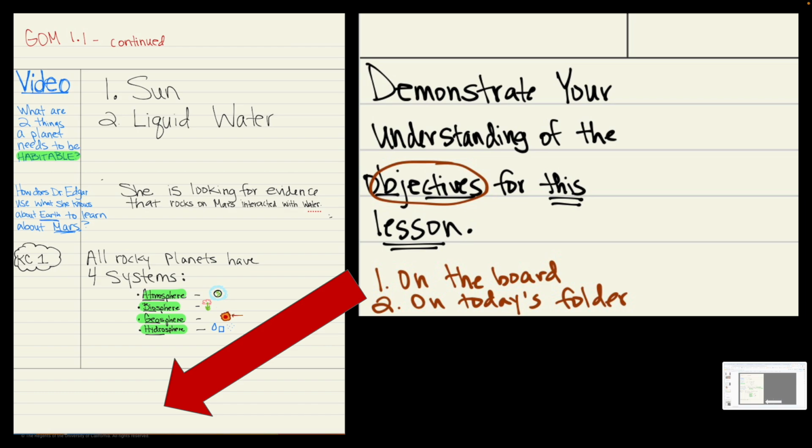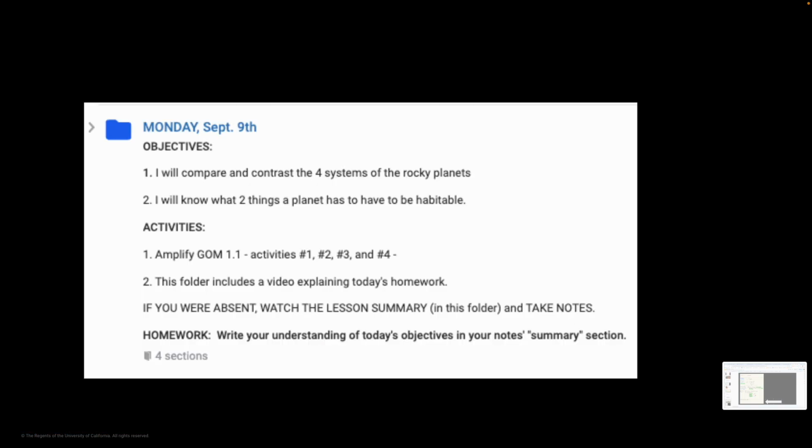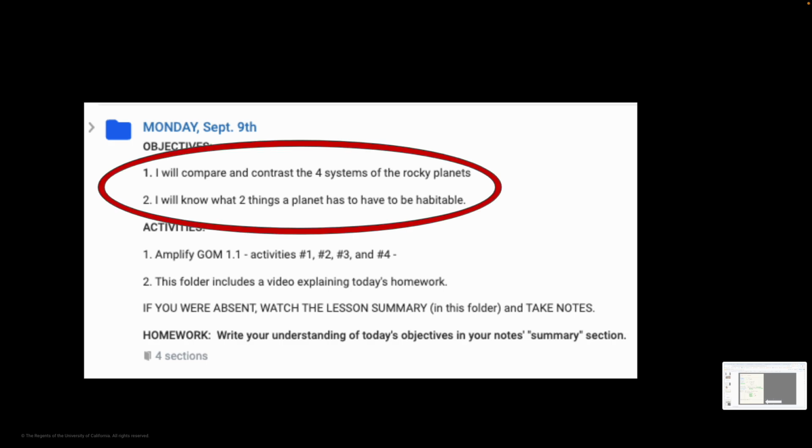If you're stuck because you can't remember what the objectives were, I have them in two places. Number one, they're on my board in my classroom. And number two, they're on today's folder in Schoology. So if you look at today's folder in Schoology, you're going to see the objectives are right here. And I've got two objectives today. Number one, I will compare and contrast the four systems of the rocky planets. And number two, I will know what two things a planet has to have to be habitable.